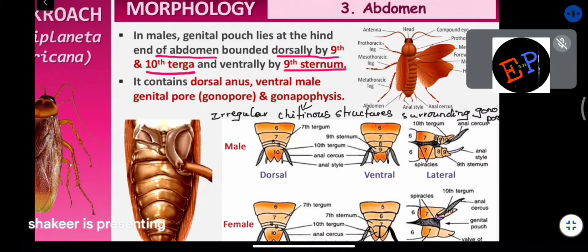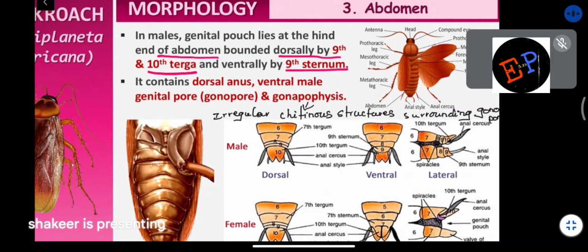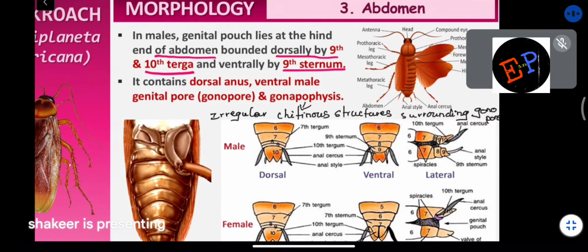Are you able to understand? Dorsal means back side, no? So therefore, on the dorsal side, the dorsal region is formed by the ninth and 10th tergites. Dorsal means back only, no? So on the back side, the ninth and 10th tergites form these genital pouches.